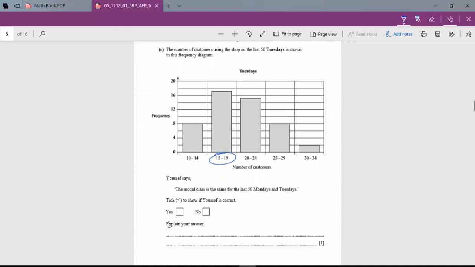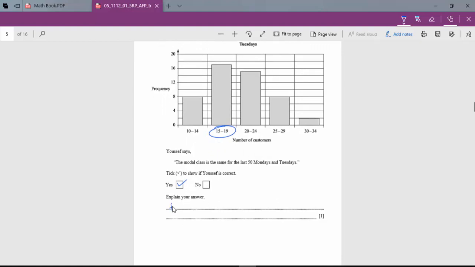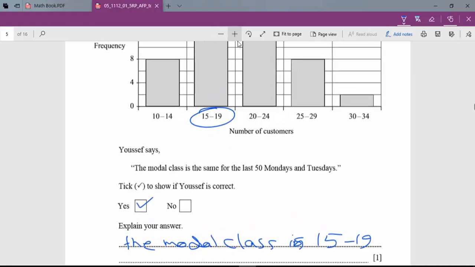Well, it sounds like Yusuf is correct. Explain your answer. The mode is the modal class. The modal class is 15 to 19 in both frequency diagrams. Done.